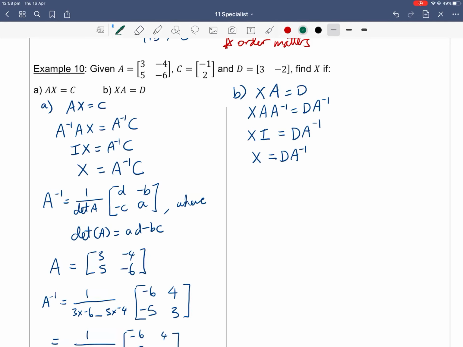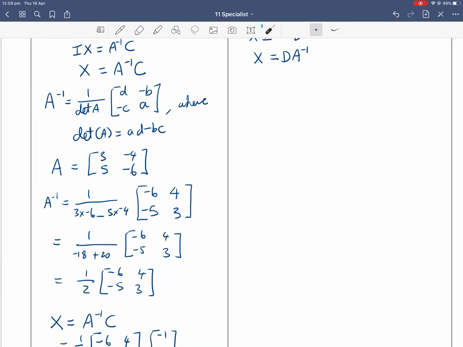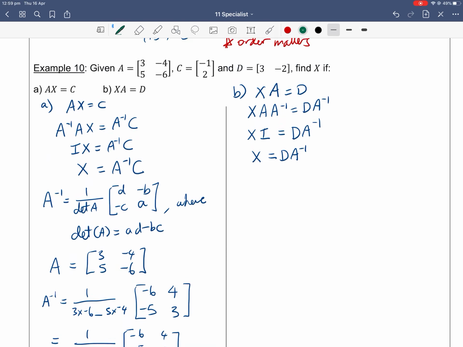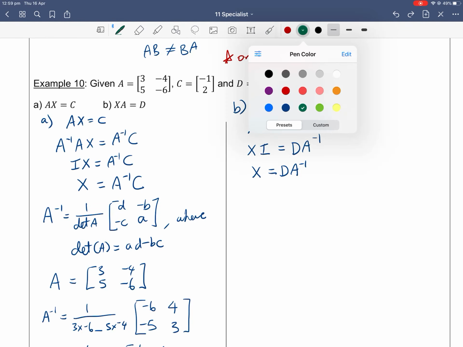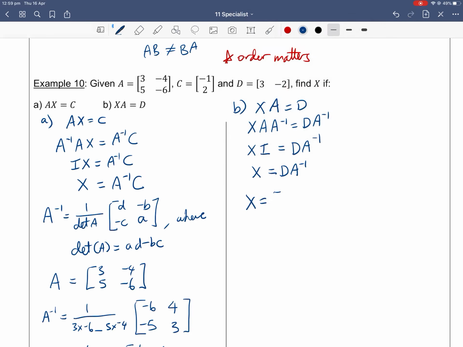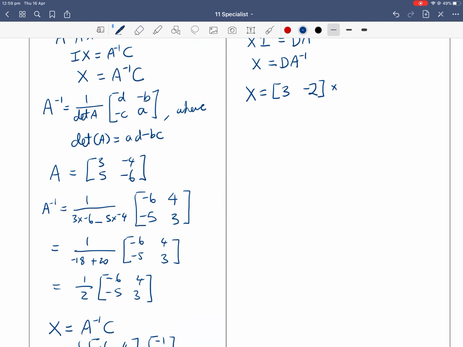Okay, let's finish this off. So we need to work out A inverse, but we've done that already in the previous question in part A because A stays the same. So all we need to do is just actually multiply it. So X is, oops, wrong color. So X is matrix D, which is 3, -2 times, what was A inverse again? Half of bracket -6 and -5, 4, and 3.